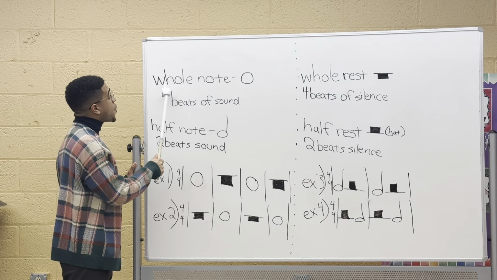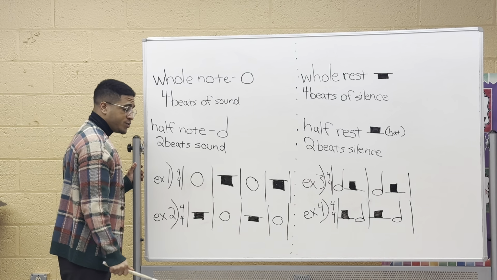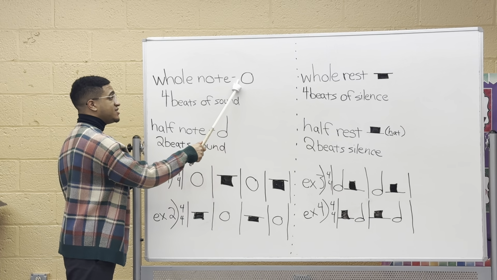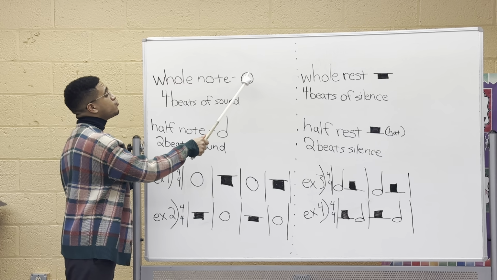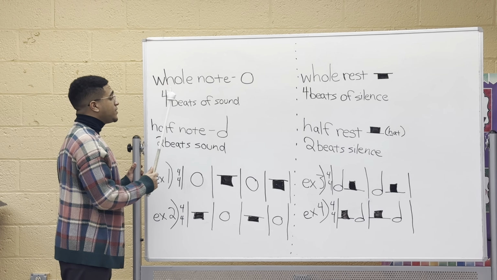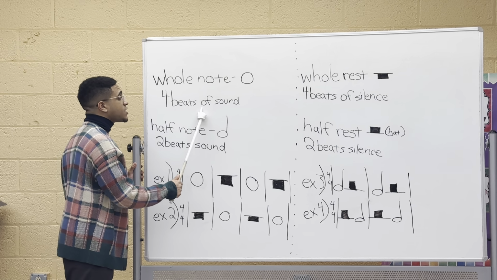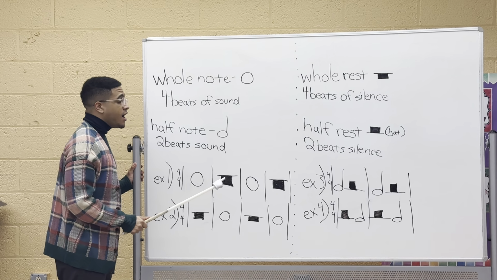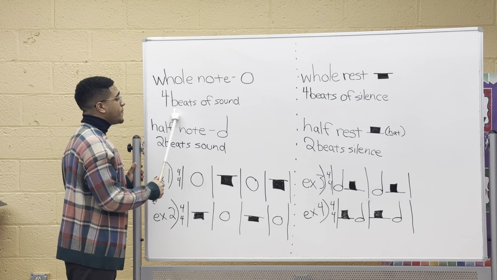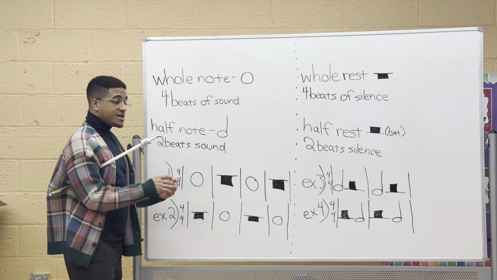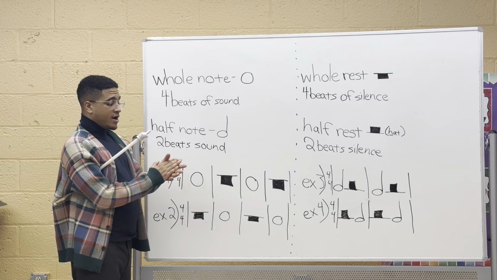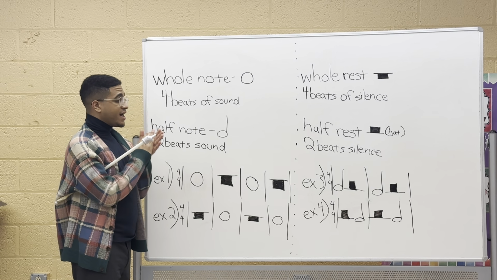One more time, a whole note. A whole note looks like this circle right here. And what a whole note is, it is a rhythmic figure where we play 4 beats of sound, okay? Again, we play 4 beats of sound. Now, how would it sound? It would sound something like this. 1, 2, 3, and 4.